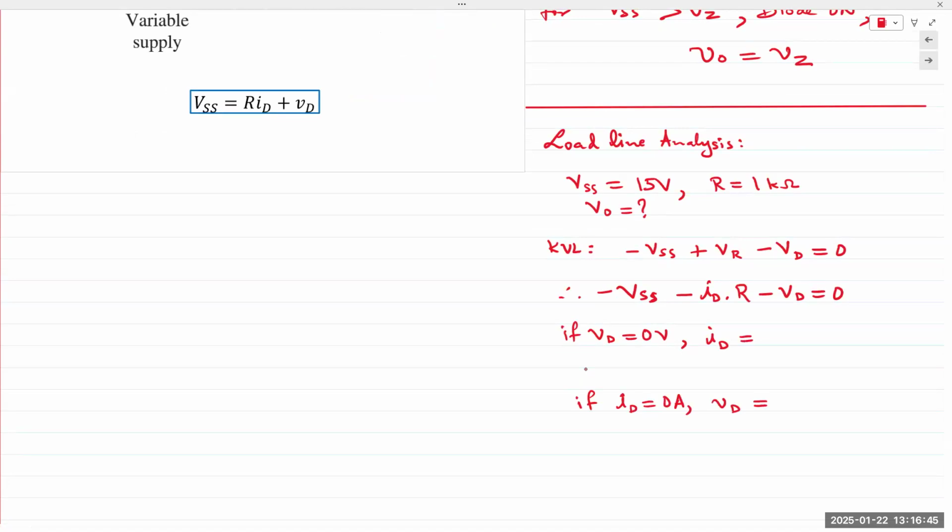So ID would be minus VSS over R, which comes out to be 15 milliamps. And VD simply comes out to be minus VSS, minus 15 volts. So let's take a pause, write it down. Let me know if you have any questions.